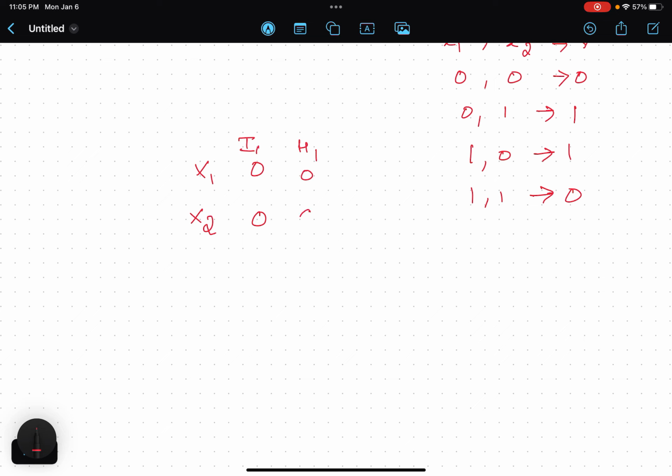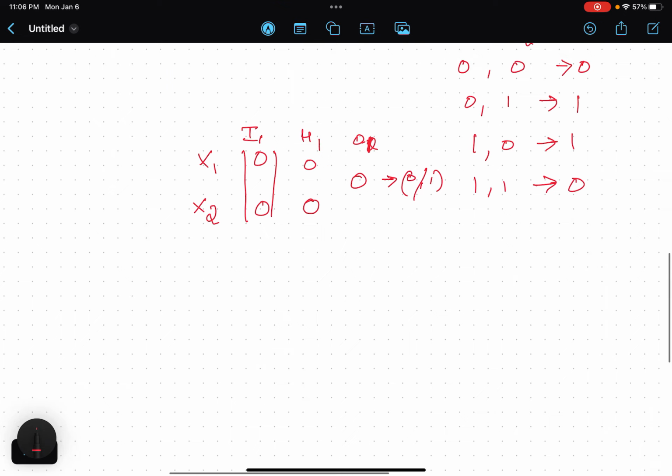Often, two neurons in a hidden layer is more than sufficient to solve this simple problem. And then we have the output layer. I'll mark it as O1, and then we have one neuron. Why one neuron? Because our end goal is to get only one output, whether 0 or 1. So we basically defined a network here. We have two neurons or two perceptrons in the input layer, 2 in the hidden layer and 1 in the output layer.